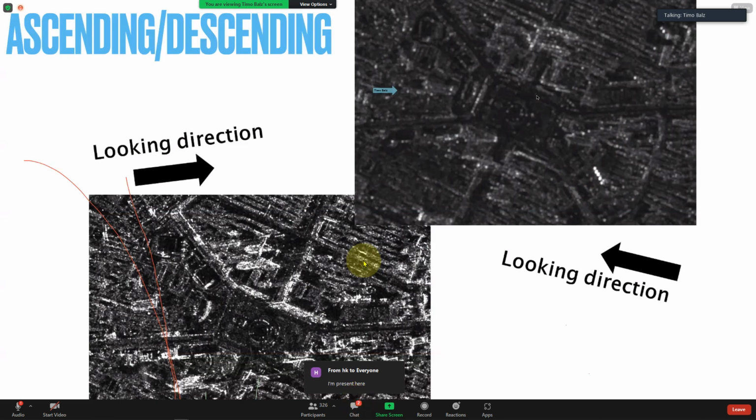And if you imagine, let's say you work on change detection, right? You want to detect damaged buildings after an earthquake. It's going to be very difficult if you compare an ascending image with a descending image. It's going to be very difficult to identify the changes in the buildings, missing buildings, damaged buildings from very different looking angles.